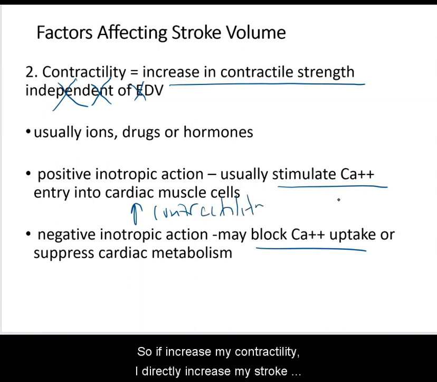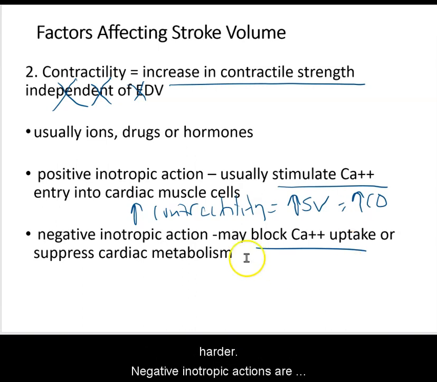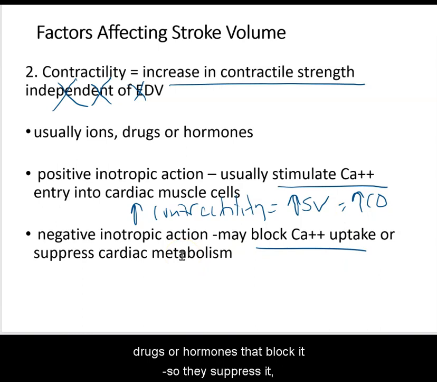So if I increase my contractility, I directly increase my stroke volume, right? And then that will raise my cardiac output. So these are things that make the heart contract harder. Negative inotropic actions are drugs or hormones that block it. So they suppress it, they make it weaker.